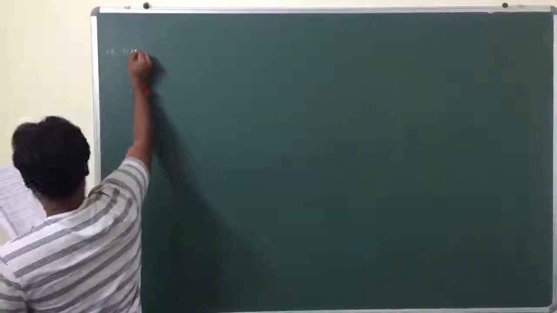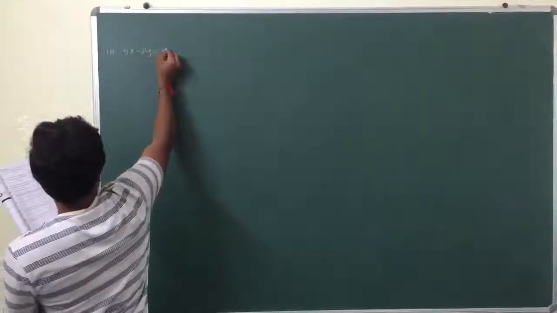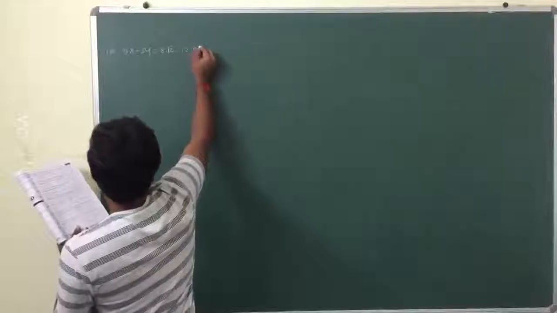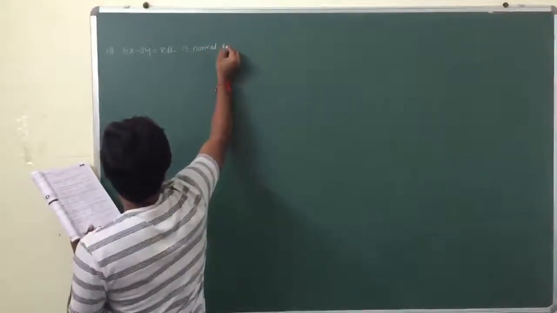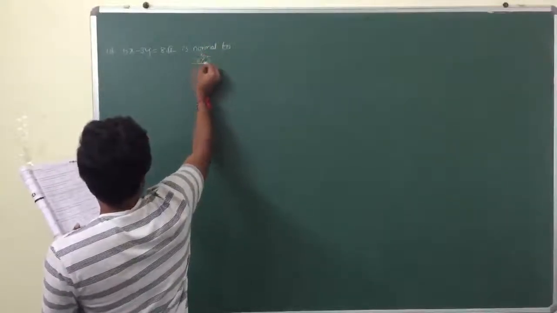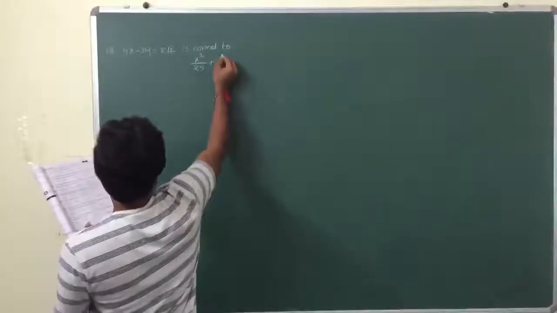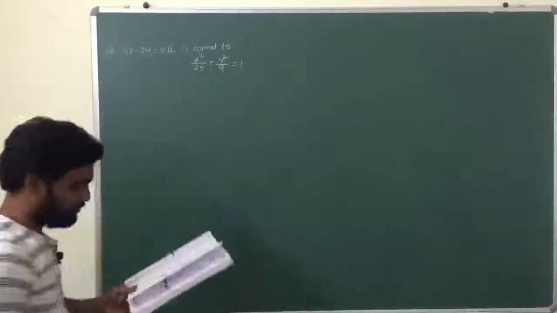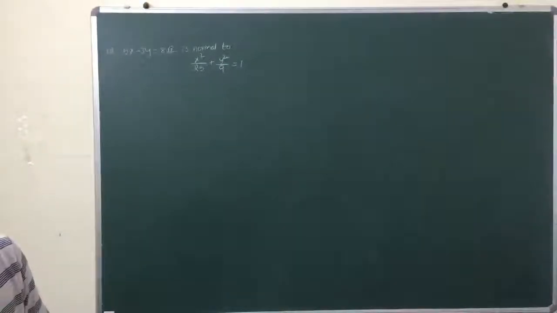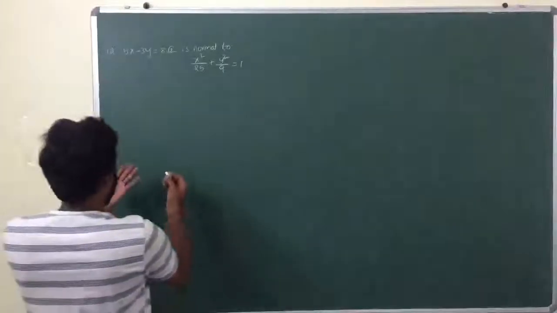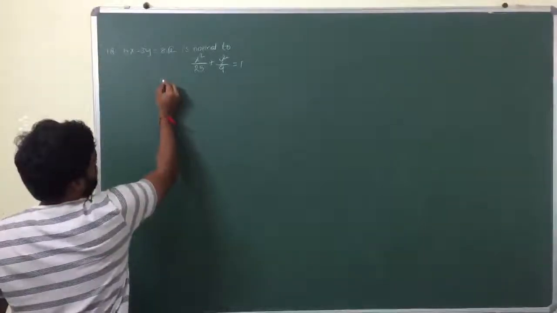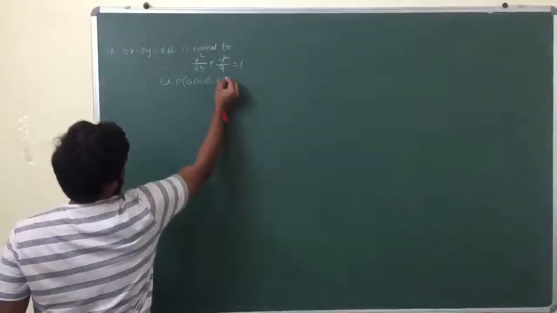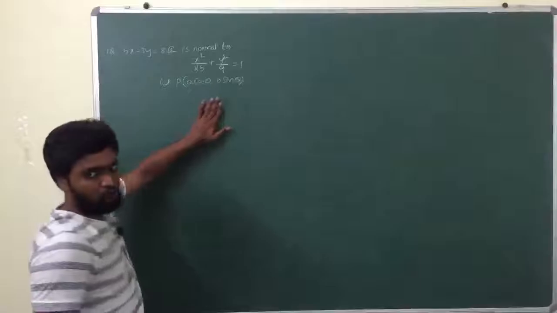5x minus 3y is equal to 8 root 2 is normal to x square by 25 plus y square by 9 is equal to 1. Theta is the eccentric angle of the foot of this normal, then theta is equal to what? Okay, so equation of normal. Suppose P is a cos theta, comma b sin theta. So this is the foot of the normal.